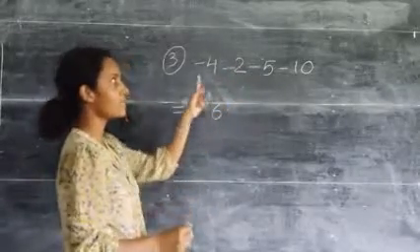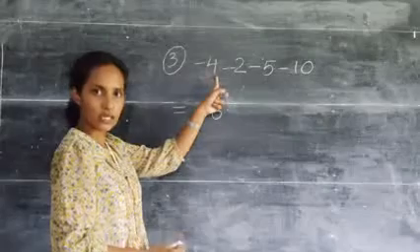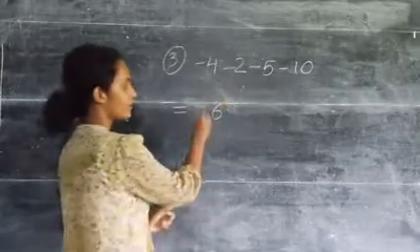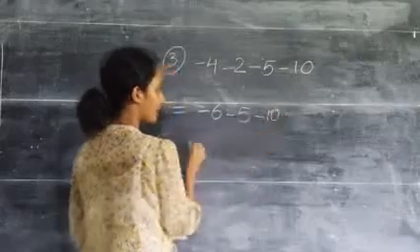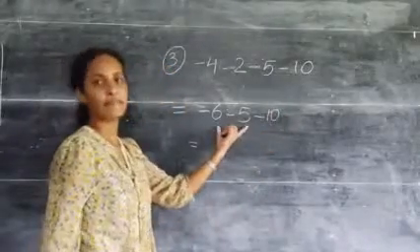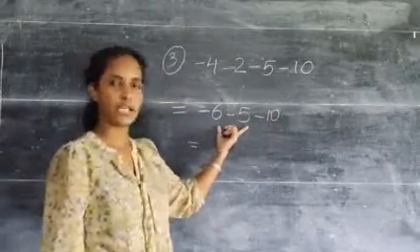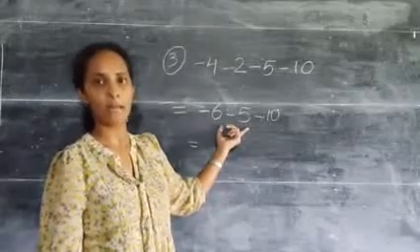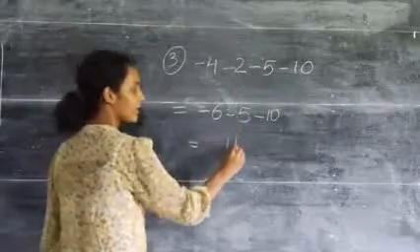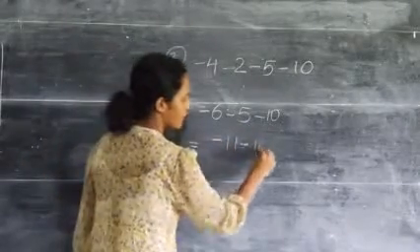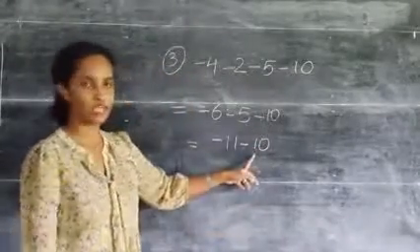What is the sign of 6? Minus. Why? 4 is the greater number. 4 has a minus sign. So minus 6, minus 5, minus 10. Right? Now, minus 5, minus 6. Again, you take 2 numbers. Look at the sign. Minus, minus. What do we do? Plus. So, 6 plus 5, 11. Minus, minus 10. Right? Whatever is left, you write it below.